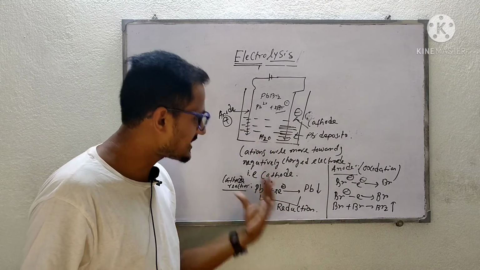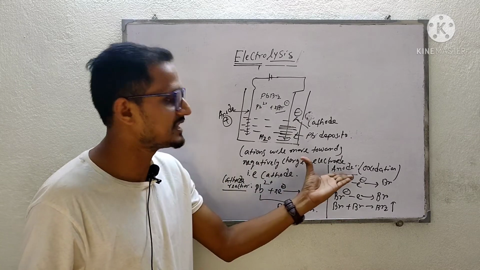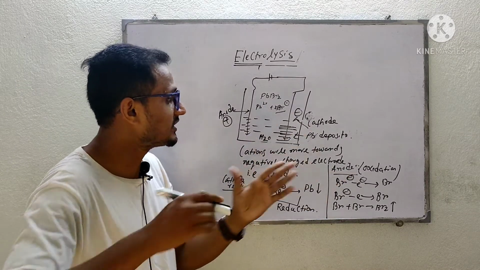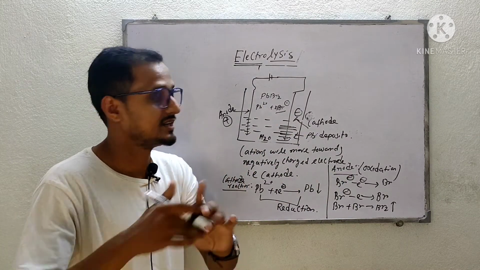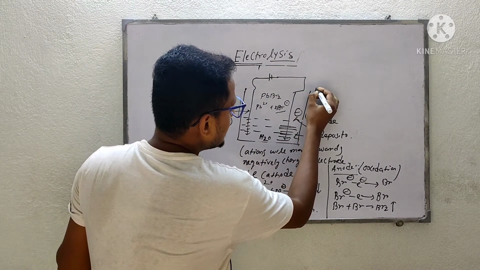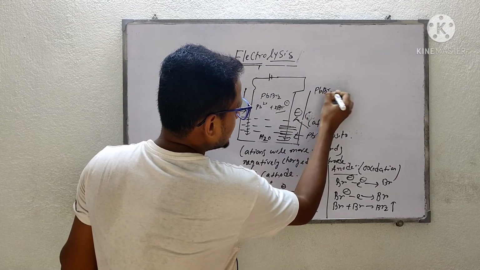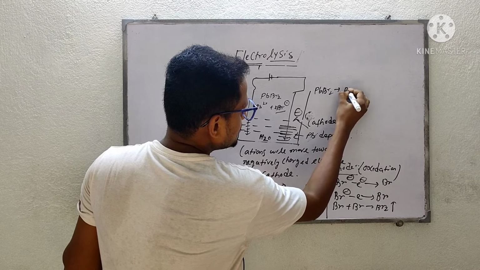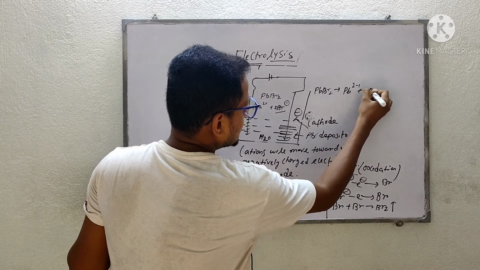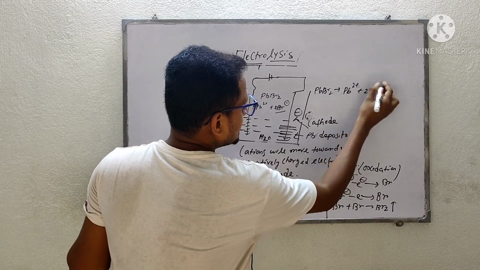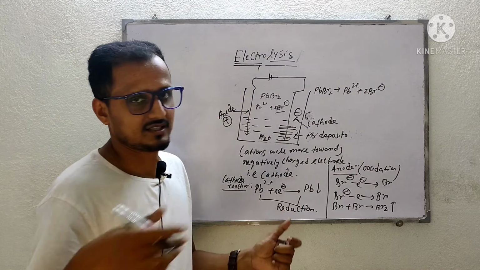Now this is the cathode reaction, and this is the anode reaction. And what is the electrolyte dissociation reaction? When you are taking an electrolyte here, PbBr2, it is forming Pb2+ and 2 Br-. This reaction is called the electrolytic dissociation reaction.